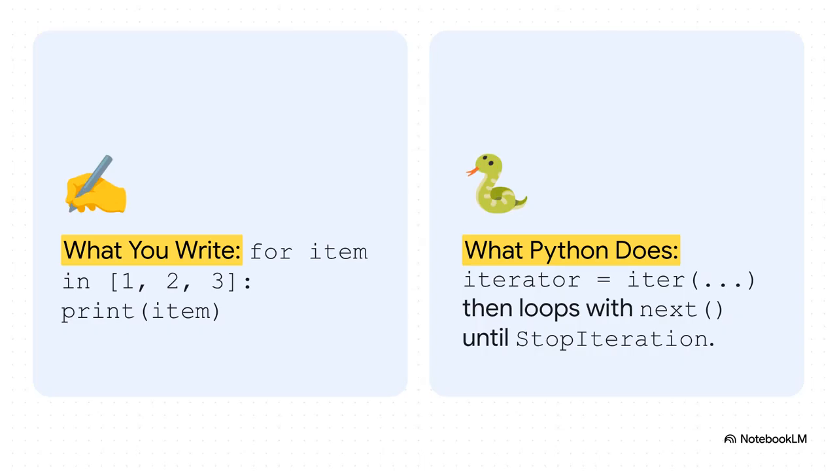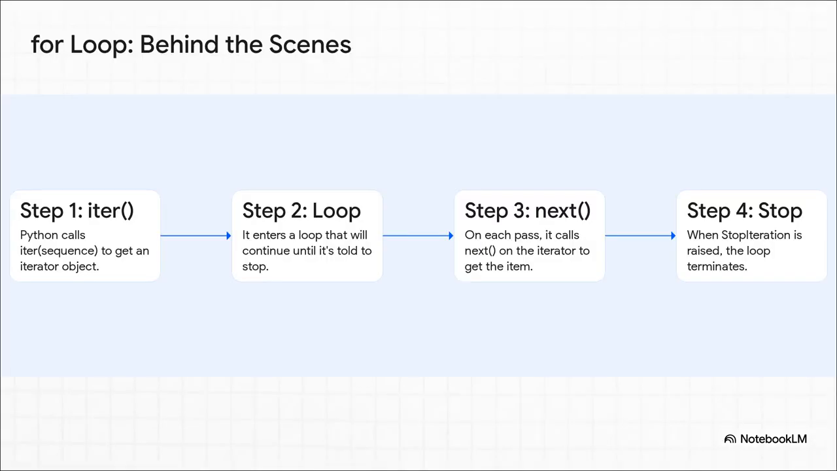On the left, you see the simple, clean for loop we all know and love. But on the right, that's what Python is secretly translating our code into behind the scenes. It's actually a while True loop that manually creates an iterator, repeatedly calls next, and then uses a try except block to catch that StopIteration signal, just so it knows when to stop.